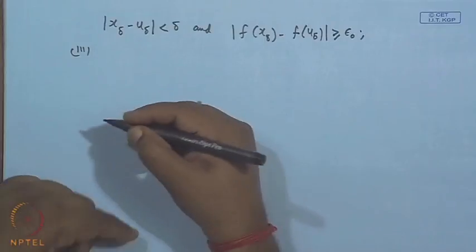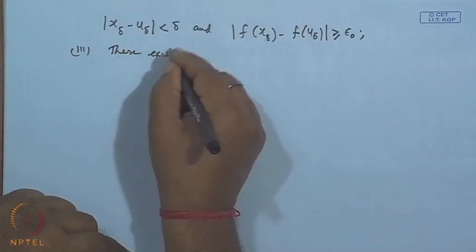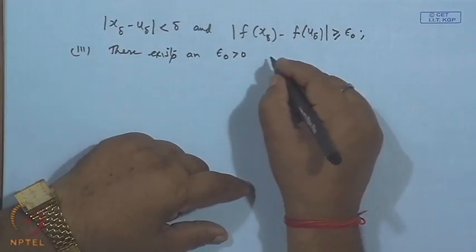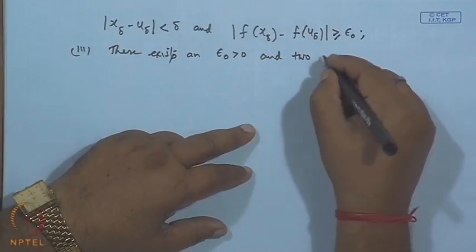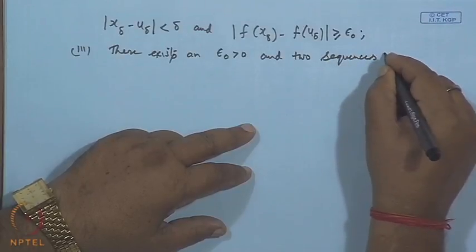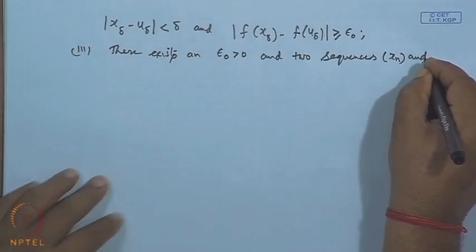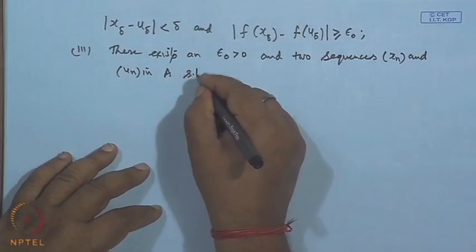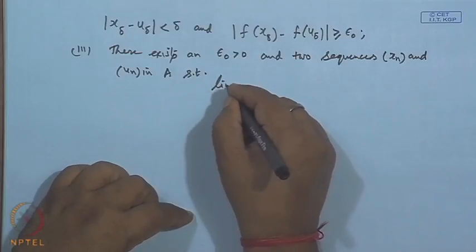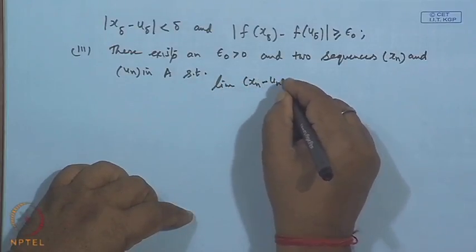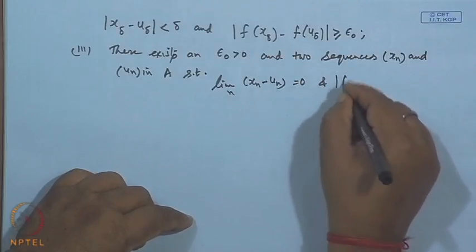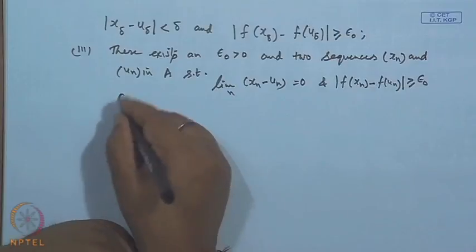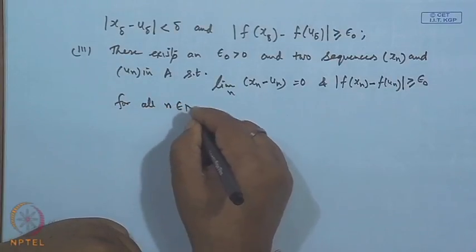And the third statement says there exists an epsilon naught greater than 0 and two sequences x n and u n in A such that the limit of x n minus u n is 0, and mod of f of x n minus f of u n is greater than or equal to epsilon naught for all n belonging to capital N.